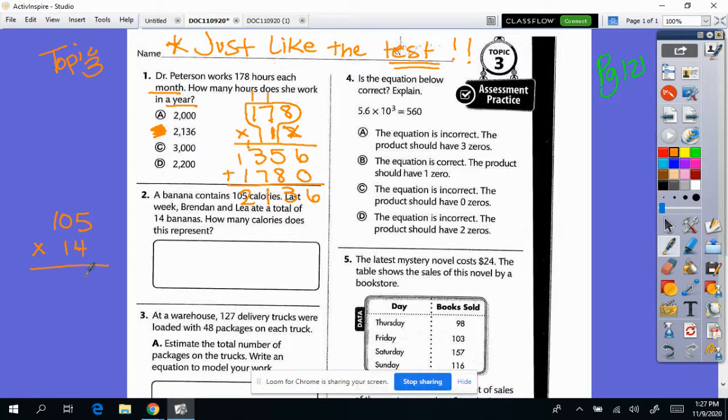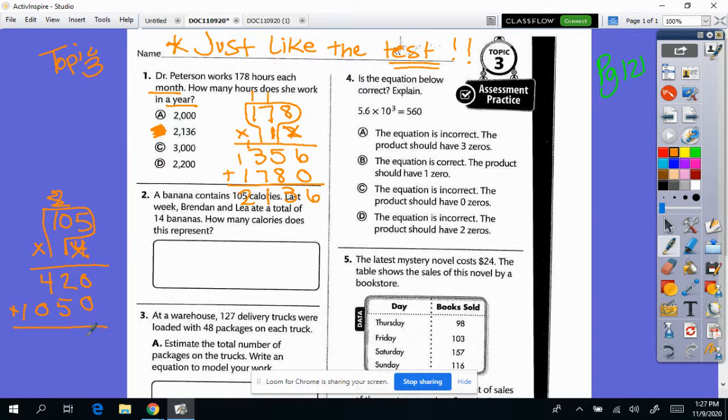So 4 times 5 is 20. I'm going to bring down my 0, carry my 2. 4 times 0 is 0. Don't forget that. But I still have to add 2. 4 times 1 is 4. And so now I can bring down my 0 since I'm moving to the tens place. And 1 times 105 is just 105.